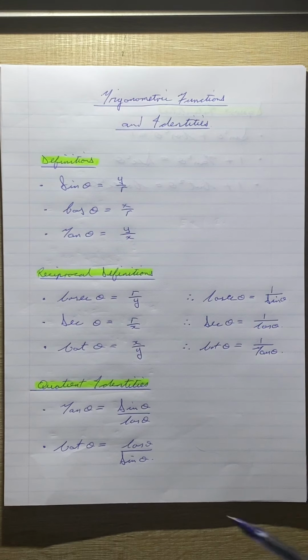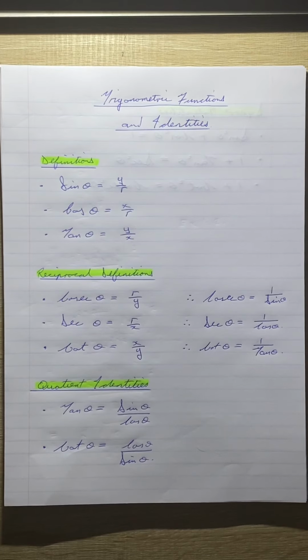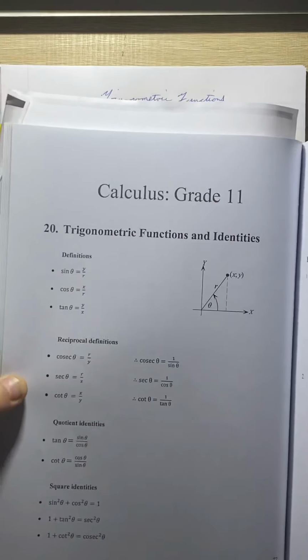How's it, grade 11s? Today we're going on to trigonometric functions and identities. I'm working from this chapter in your book here.